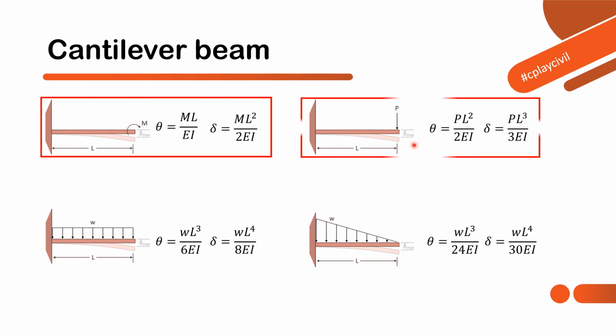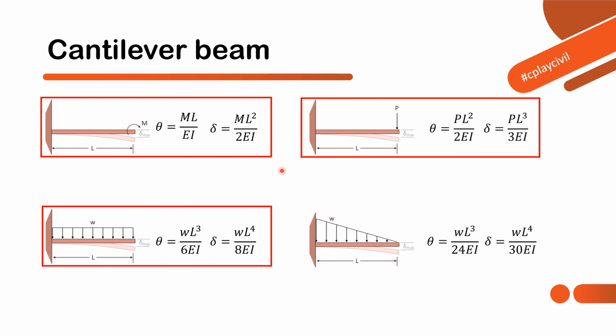Similarly, we have a cantilever beam subjected to unit load at the free end. So when a cantilever beam is subjected to unit load at the free end, what is the slope and deflection value? Theta is given by PL square by 2EI, and the maximum deflection is given by PL cube by 3EI. These formulas have to be remembered when we have to find reactions or the slope or the maximum deflections.